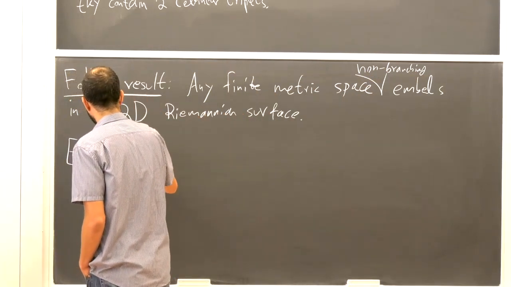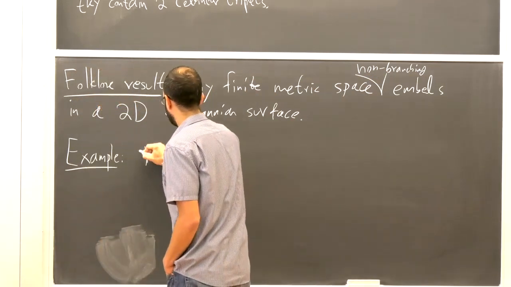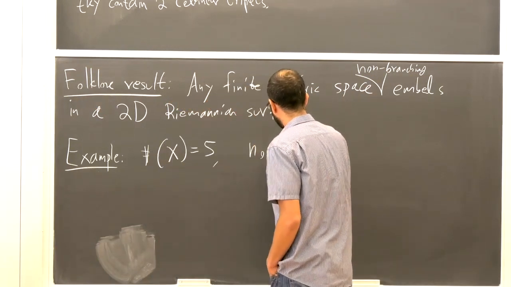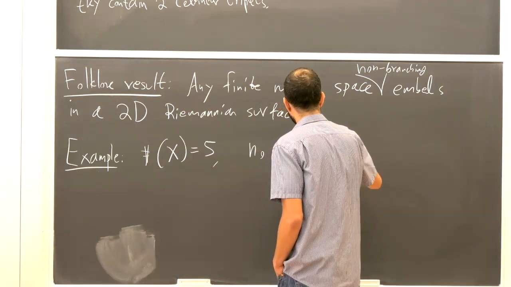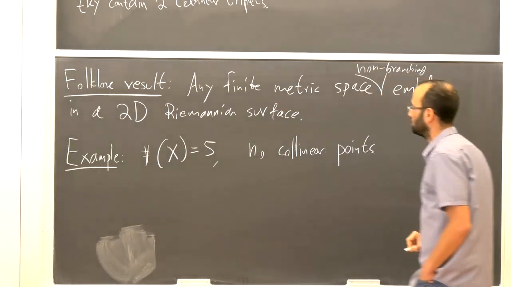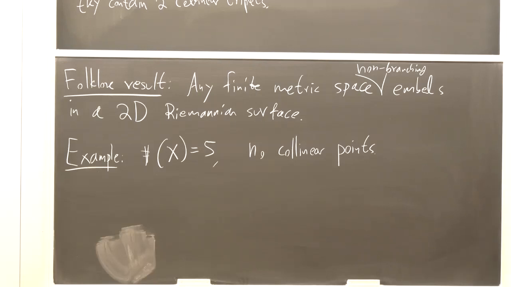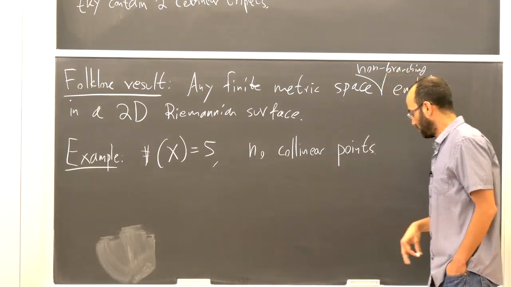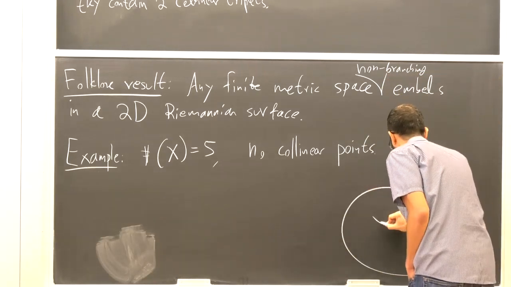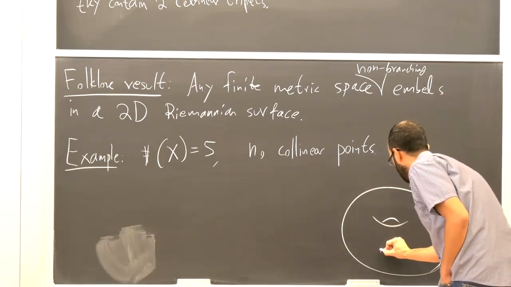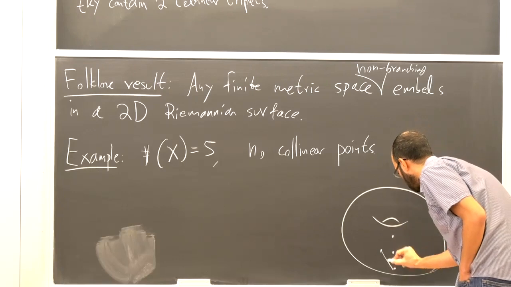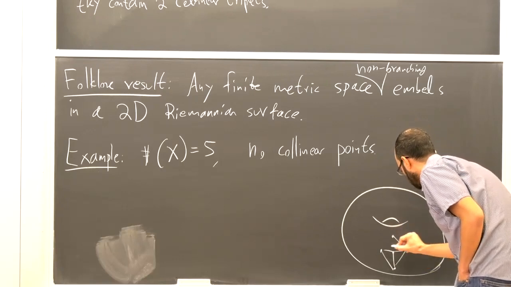So suppose your metric space has 5 points. Let's make it without collinear points. Actually, this can be weakened to being non-branching. Then how would you embed it into a two-dimensional Riemannian surface? So let's first of all embed it topologically as a graph in a torus. So let me draw a torus, and I put my 5 points here. As we know, the complete graph on 5 vertices can be embedded in a torus.